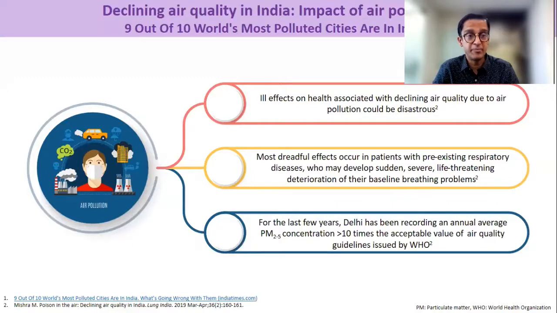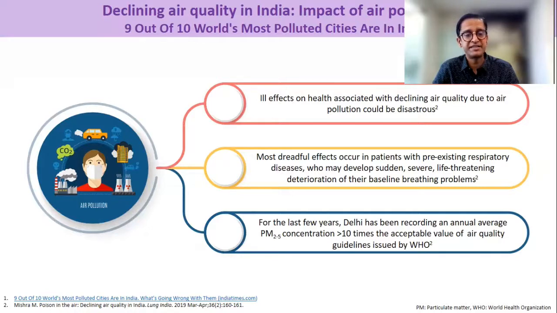And it's not just the upper airway, not just the allergic rhinitis, not just the airways disease, not just the asthma or the COPD, but the effects are multifactorial. They affect every single system in the body. The worst impact, however, is in people who have pre-existing respiratory disease. And here I am including allergic rhinitis within the ambit of respiratory disease.